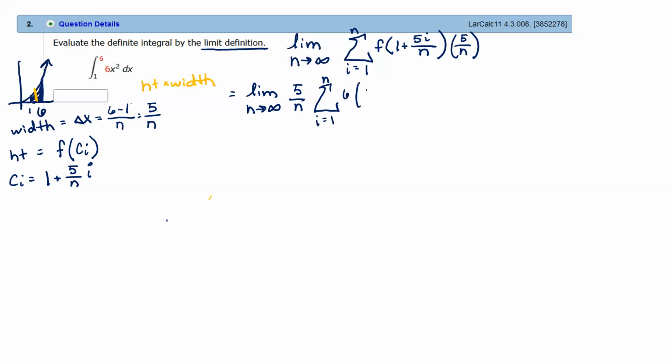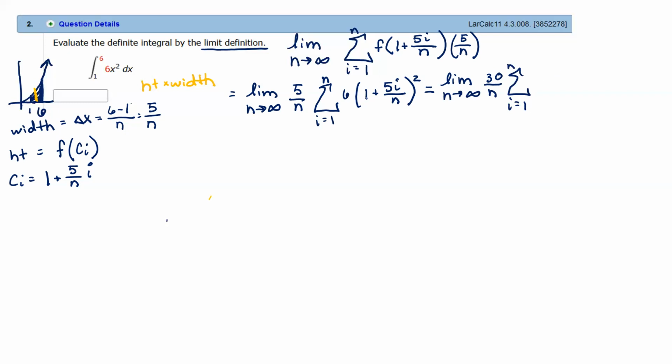So I have this 6 times (1 plus 5i over n) squared. This is a step that a lot of people forget, and that is we have a binomial and we're squaring it. So we do have to FOIL. Keep that in mind. And I can even factor out this 6 just to make things a little bit easier. I can factor it out of the limit, but I'll keep it inside the limit, but outside of the summand, just for preference. The sum from i equals 1 to n, and then we'll expand this.